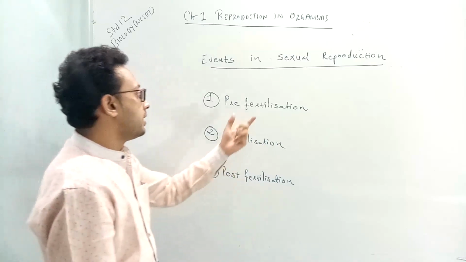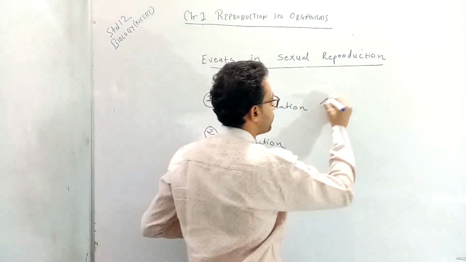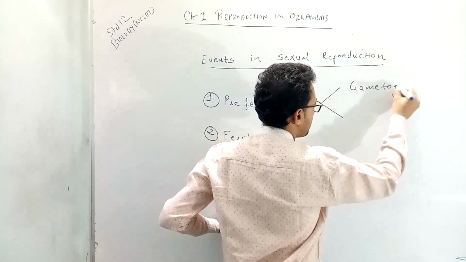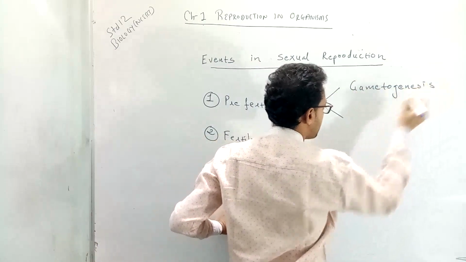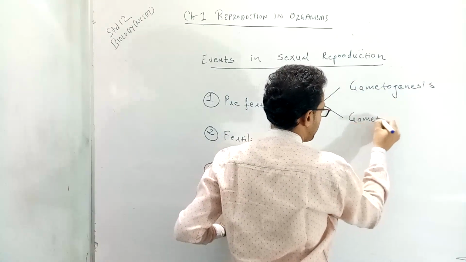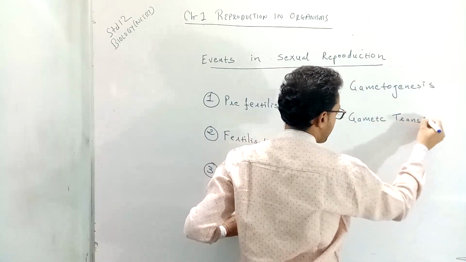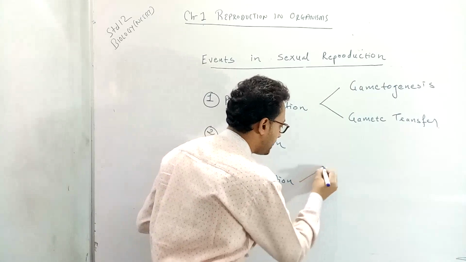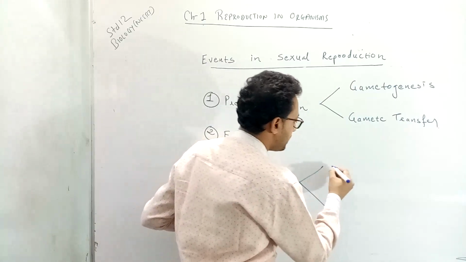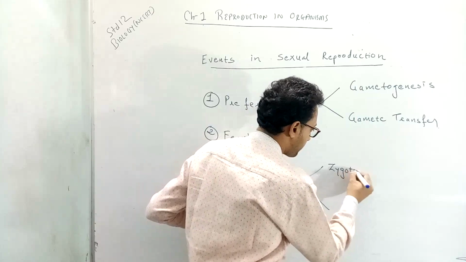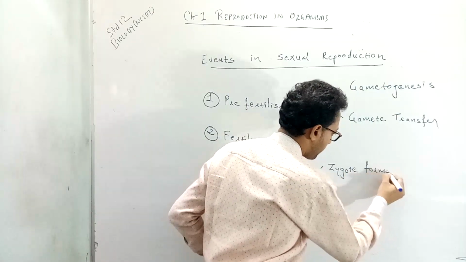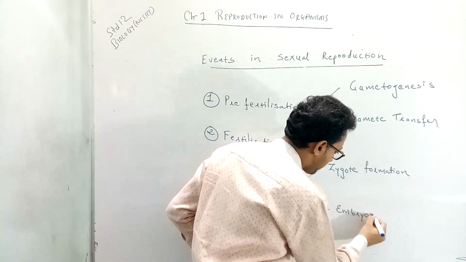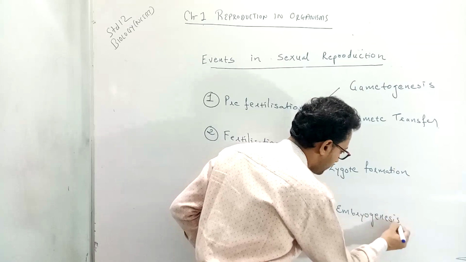Clear? Okay. Now, what do the pre-fertilization events include? They include two processes. The first one is called gametogenesis and the second one is called gamete transfer. Second is fertilization, just a fusion, and the post-fertilization events include two parts. First is zygote formation and the second one is embryo formation, what we call embryogenesis.